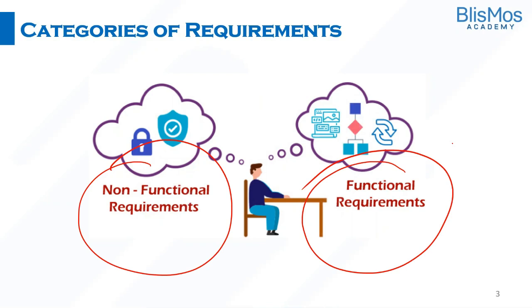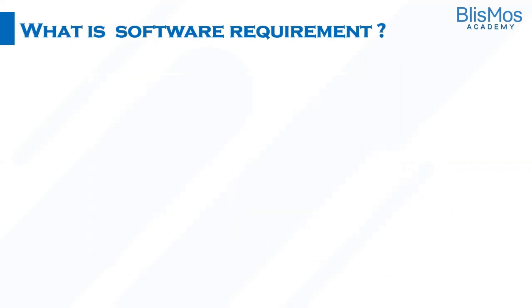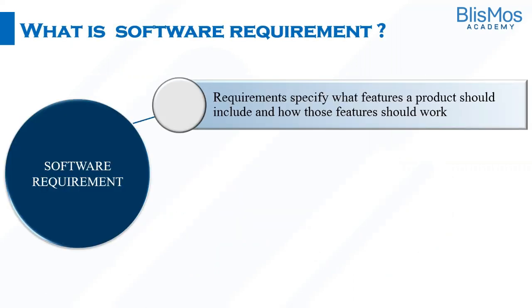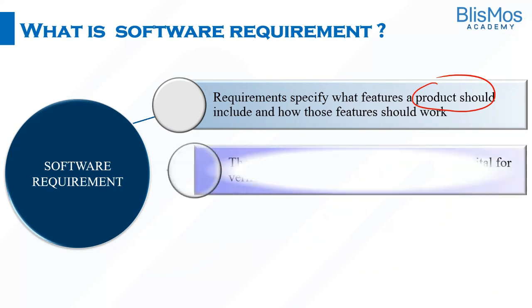When we are talking about a requirement here, what kind of a requirement are we talking about? We are developing a software, so obviously it is a software functional requirement. It is a non-functional requirement related to the software, right? Then what is a software requirement? Software requirements specify what features a product should include and how all those features should work together. That is what is specified by a software requirement.